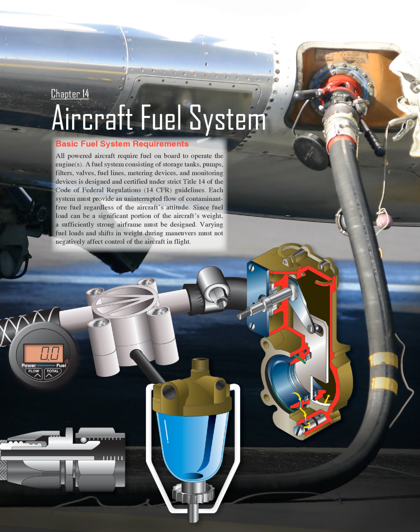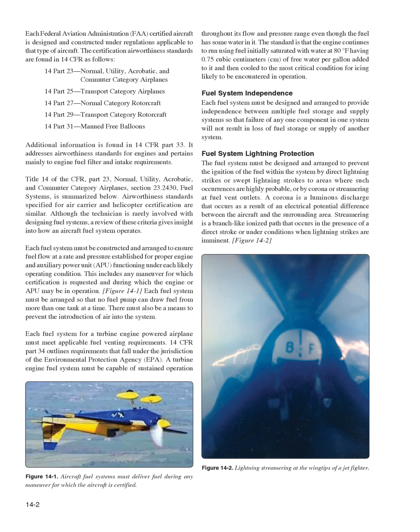Each system must provide an uninterrupted flow of contaminant-free fuel regardless of the aircraft's attitude. Since fuel load can be a significant portion of the aircraft's weight, a sufficiently strong airframe must be designed. Varying fuel loads and shifts in weight during maneuvers must not negatively affect control of the aircraft in flight. Each Federal Aviation Administration, FAA, certified aircraft is designed and constructed under regulations applicable to that type of aircraft.